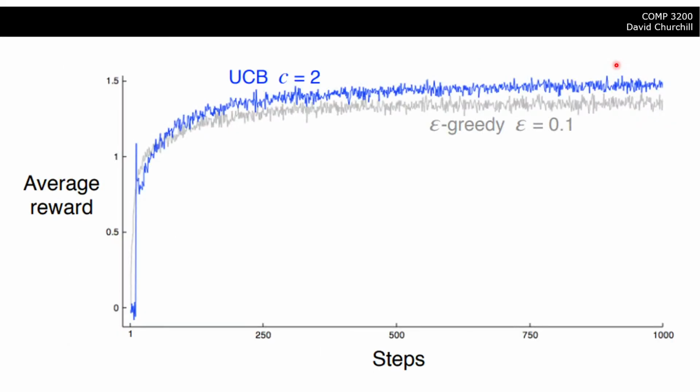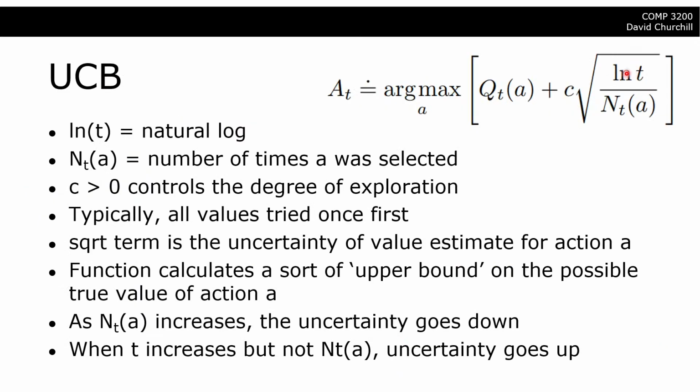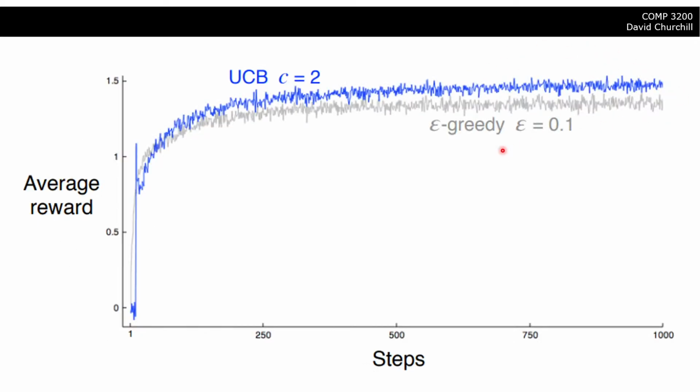Okay? So here's what we get. We get UCB with C equal to 2 as we go more and more often. As we pull more and more slot machines, we are going to be exploring less and less over time, but it will explore and figure out the true value just like epsilon greedy. So it's a good algorithm. Let's just say that.